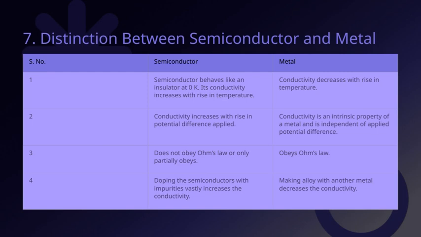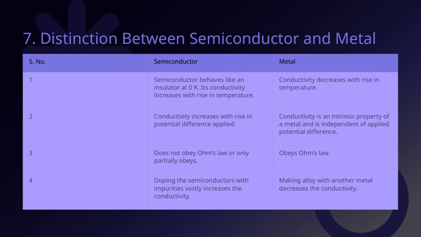Let's now look at the key differences between semiconductors and metals. First, at absolute zero temperature, or 0 Kelvin, semiconductors act like insulators, meaning they don't conduct electricity well. But as the temperature rises, their conductivity actually increases, which is quite the opposite of what we see with metals.